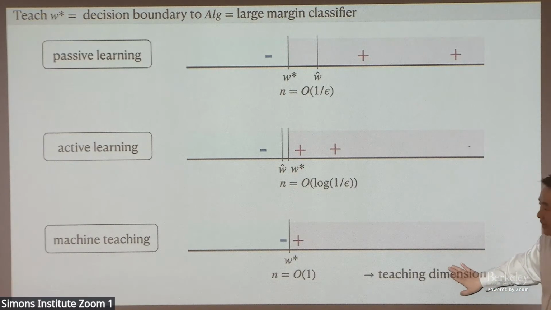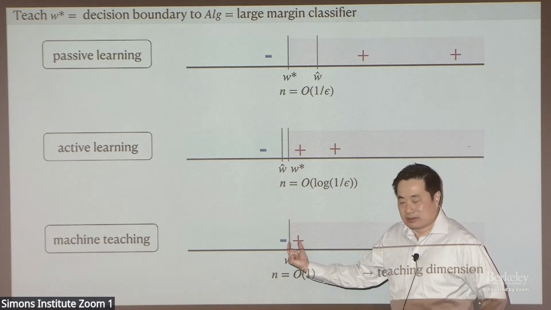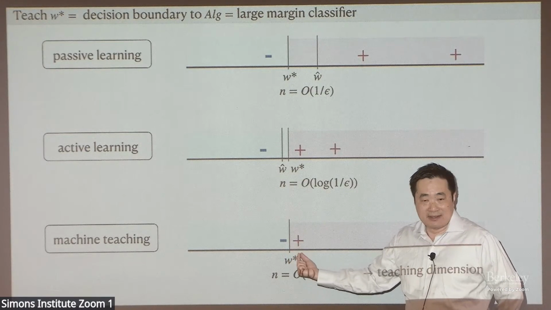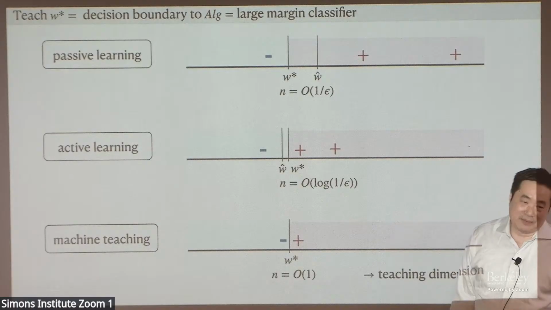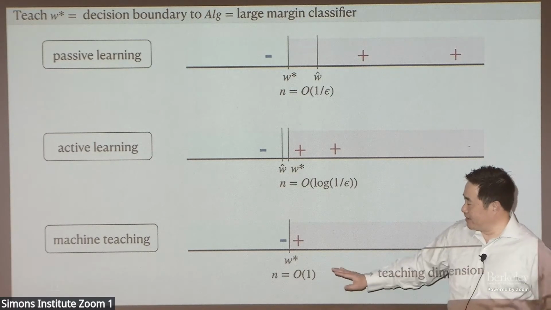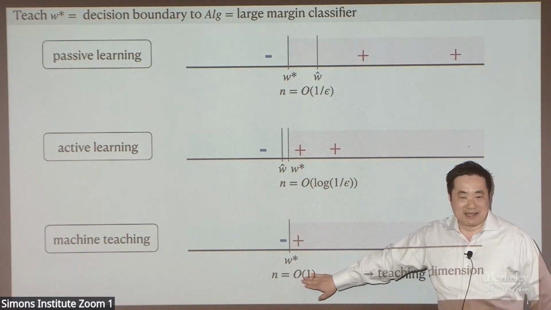Bottom one, we saw that, right? So the teacher can design this very special training data set, and it can place the items very close to each other so that it doesn't matter what epsilon you require. We can teach it with a training set with 2 items. So this is really order 1 sample complexity.